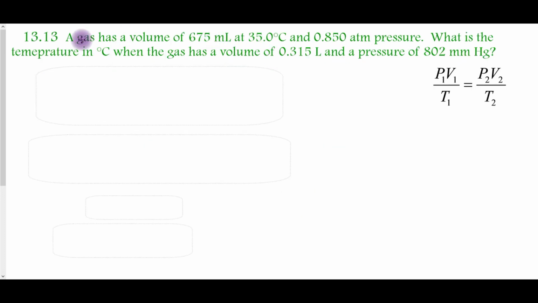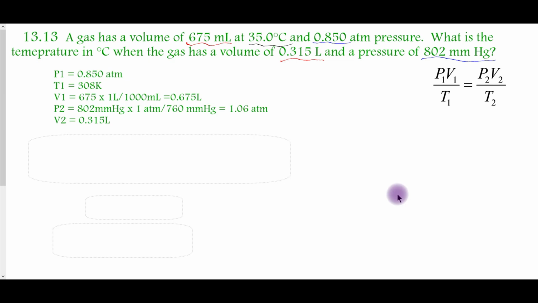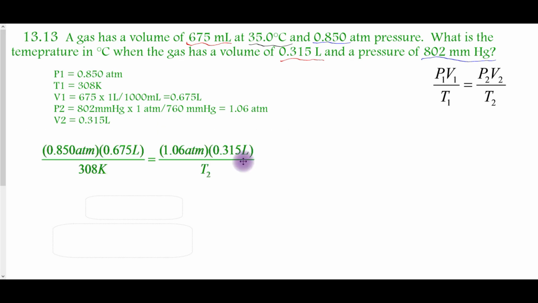This problem, again, is a gas that has two sets of conditions. The volumes are different. They will need to be converted. The pressures are different. They need to be converted. And the temperature, of course, will need to be changed to Kelvin. I chose to change the milliliters into liters and the millimeters of mercury into atmospheres. You could have done the opposite, change the liters into milliliters. As long as the units are consistent on both sides, substitute the values in.